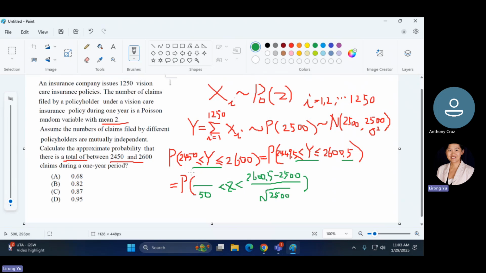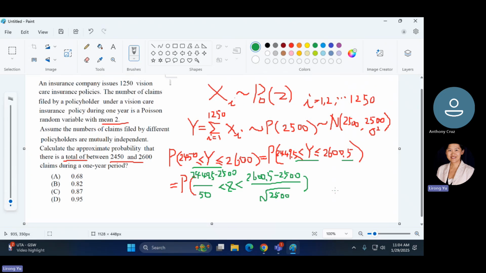The measure will be 2449.5 minus 2500. Because this number is just so close, I think it doesn't change much to just write 2,600 minus 2,500, you got 100. 100 divided by 50, that's 2. On this end, it will be negative 1. So it's negative 1 and 2 would be easier.